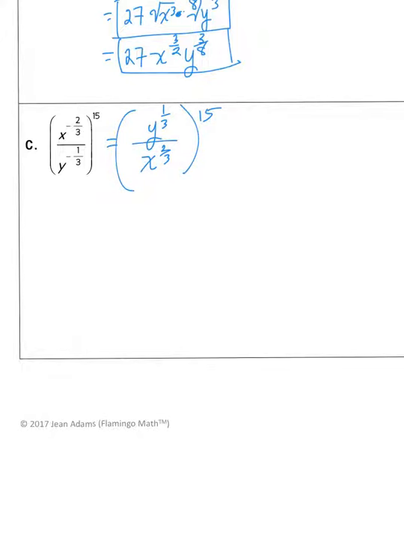So now I'm going to do power to power. 1/3 times 15 is 5. So I get y to the 5th. And 2/3 times 15, 3 goes into 15 5 times, 2 times 5 is 10. So I get over x to the 10th. These are not like bases, so you cannot subtract them.